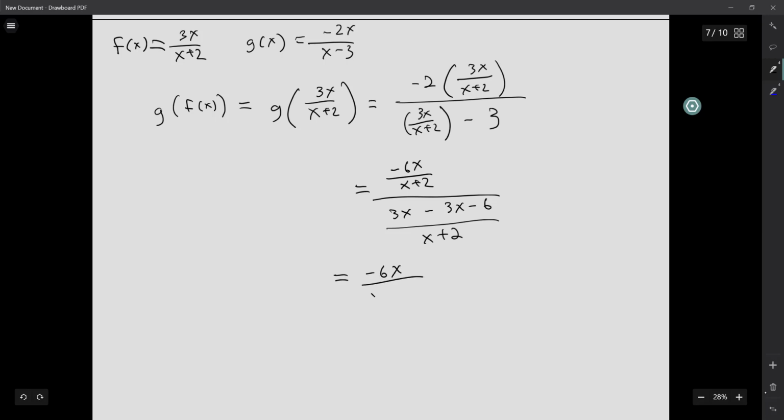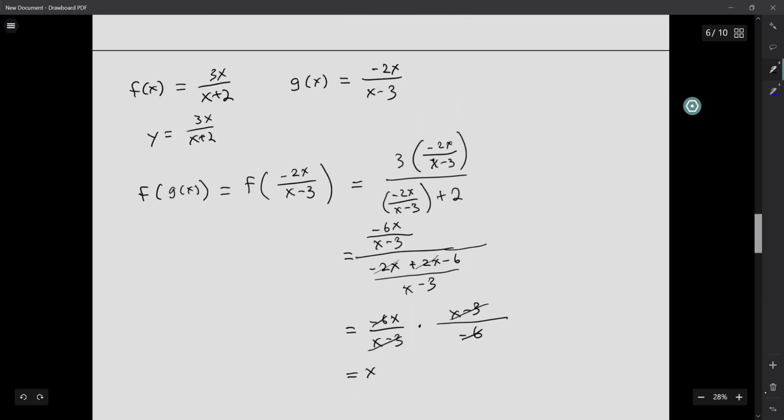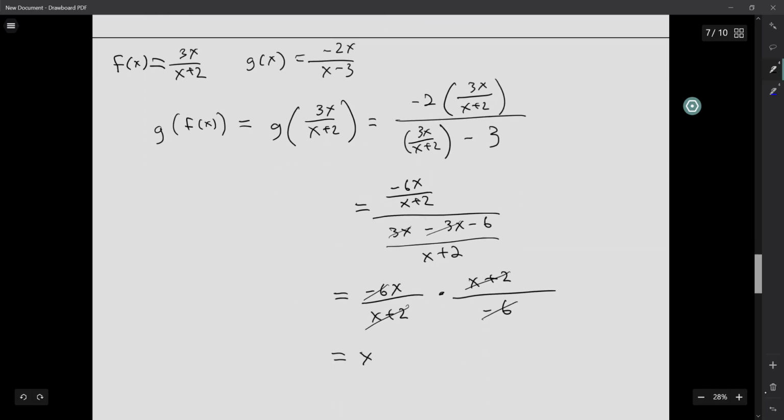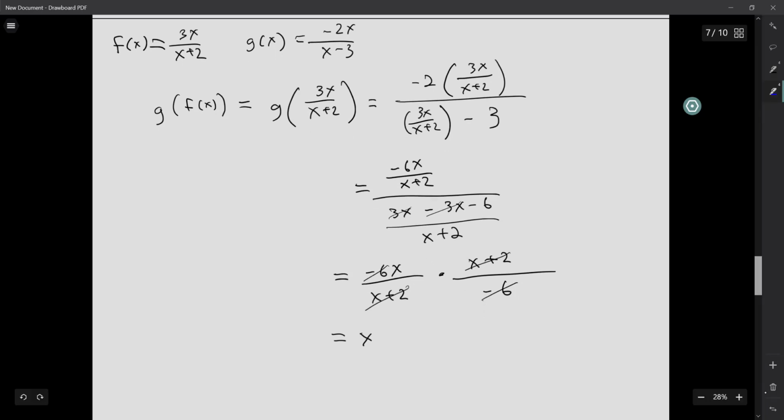Simplify the fraction, x plus 2 times over, let's see, the same thing happens as before. We have 3x minus 3x, so those are gone, leaving me with just minus 6 there. X plus 2's cancel, minus 6's cancel, and I'm left with just x. So since f of g of x was equal to x, and g of f of x was equal to x, I can say that f and g are inverse functions of each other.